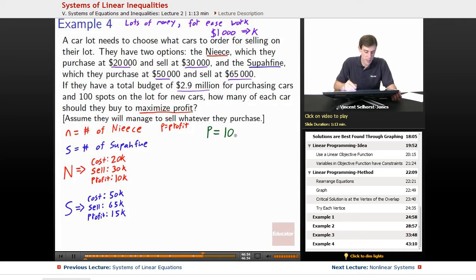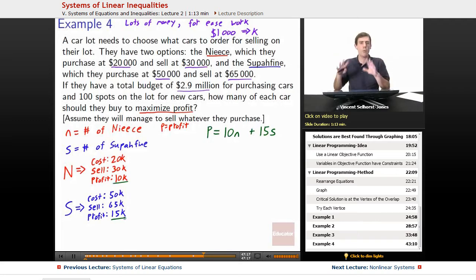10 times N, the number of nices that we sell, plus 15 times S, the number of superfines that we sell. Because remember, for each nice we sell, we manage to make 10K. For each superfine we sell, we manage to make 15K. So the total profit is going to be 10N plus 15S K. But we don't have to worry about the Ks now.